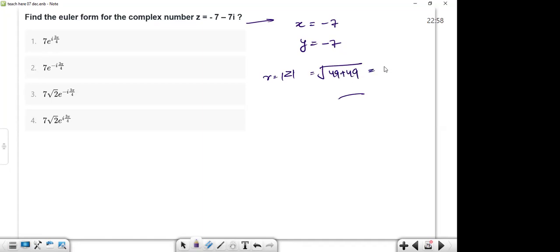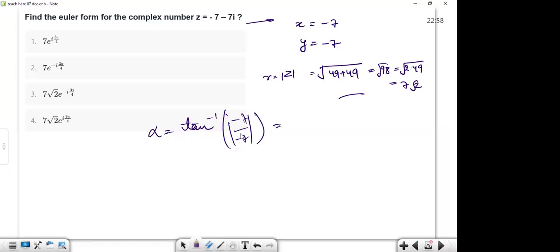That becomes 98, which is 2 into 49. Square root of 49 is 7. 7 root 2 is the magnitude. Now let's try to find out the amplitude. So for doing that, first tan inverse of modulus of -7 upon -7, that becomes 1, which is pi by 4. Tan of 45 is 1, that's why.